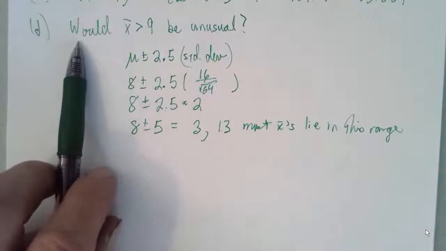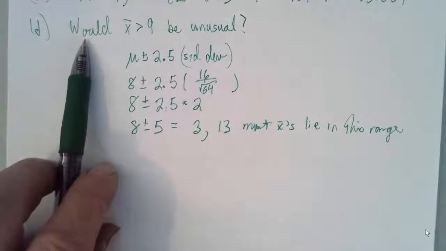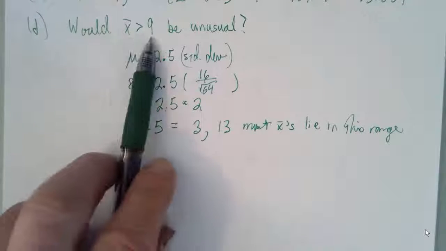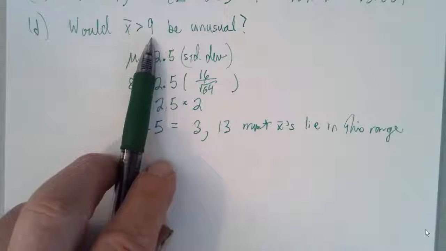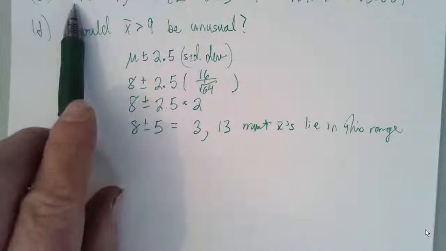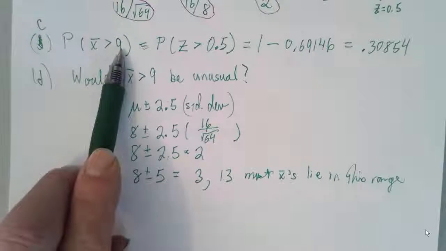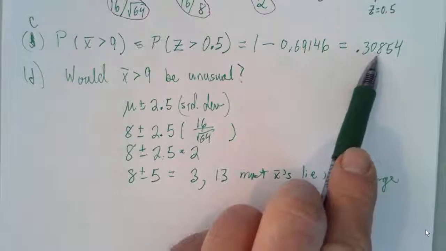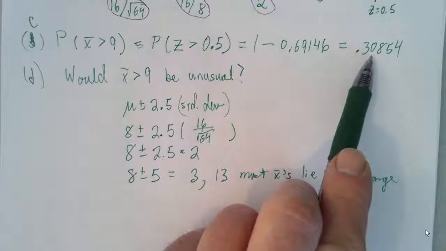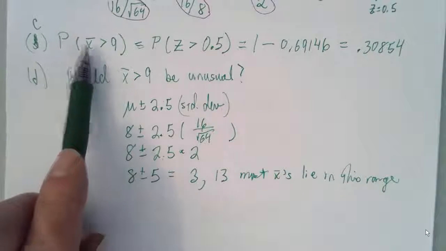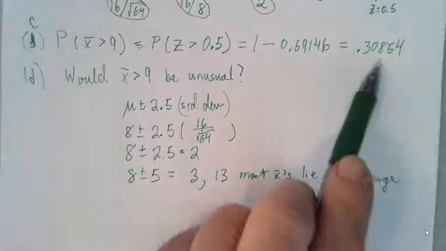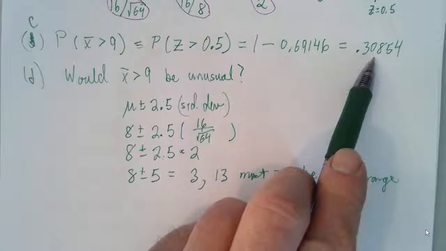Now finally we want to answer part D. Would it be unusual for samples of size 64 from this population to have a mean that is greater than 9? Well, there's a couple of ways of answering that question. And the first way I would say is, we just computed that probability. The probability that x bar is more than 9 is about 30.8 or 31%. So is it unusual? Would it be unusual for x bar to be greater than 9? Not really. That happens almost a third of the time. So we've already computed that probability directly.